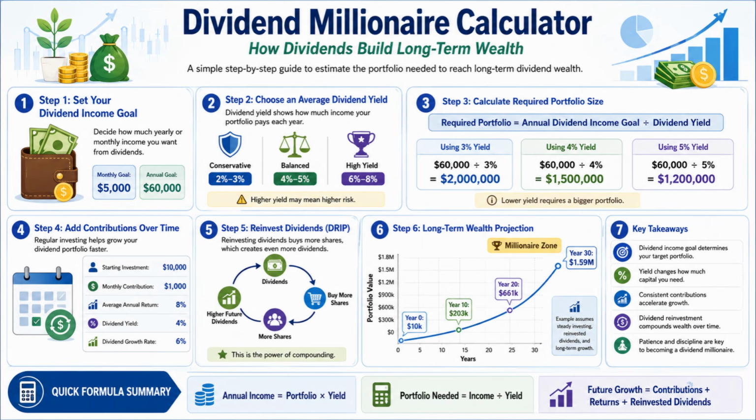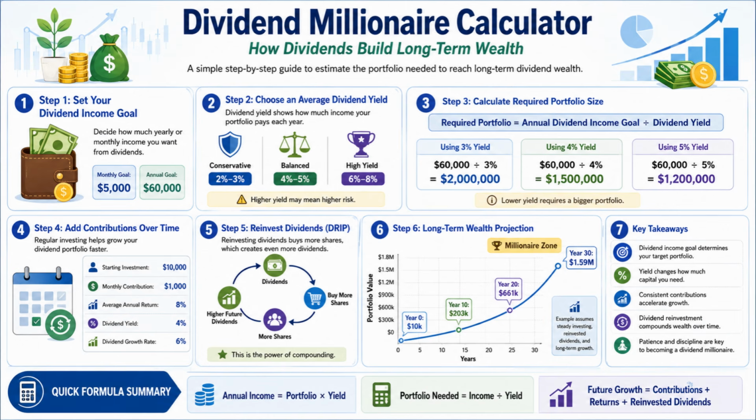In this video, we will discuss the Dividend Millionaire Calculator and how dividends can help build long-term wealth step by step. First, you need to set your dividend income goal. This means deciding how much passive income you want to receive from dividends every month or every year. For example, if your monthly dividend income goal is $5,000, then your annual dividend income goal becomes $60,000.